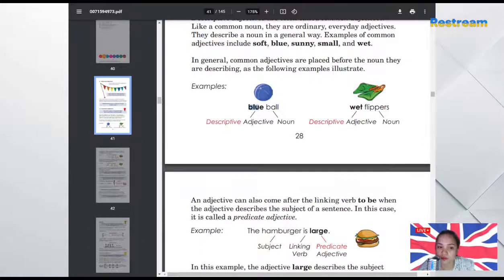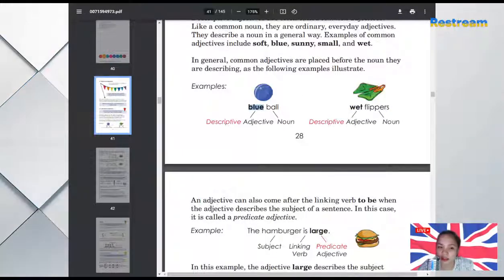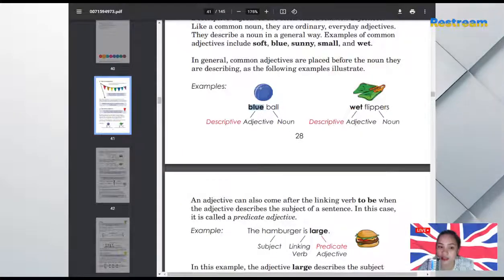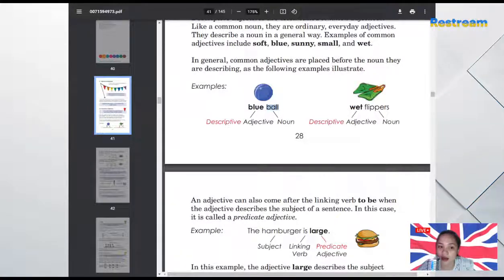We have an example here already. For example, blue ball, wet flippers. So here, as you can see, it starts with the descriptive adjective. It says here that it is placed before the noun or the subject that is being described.